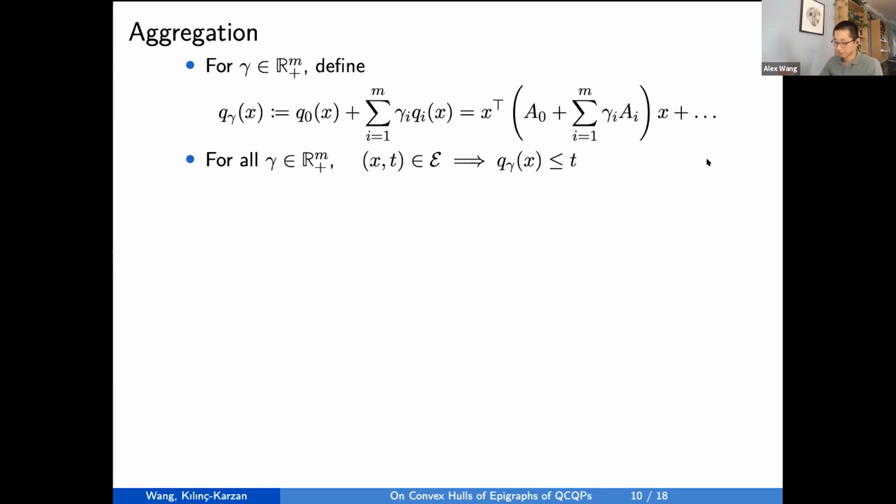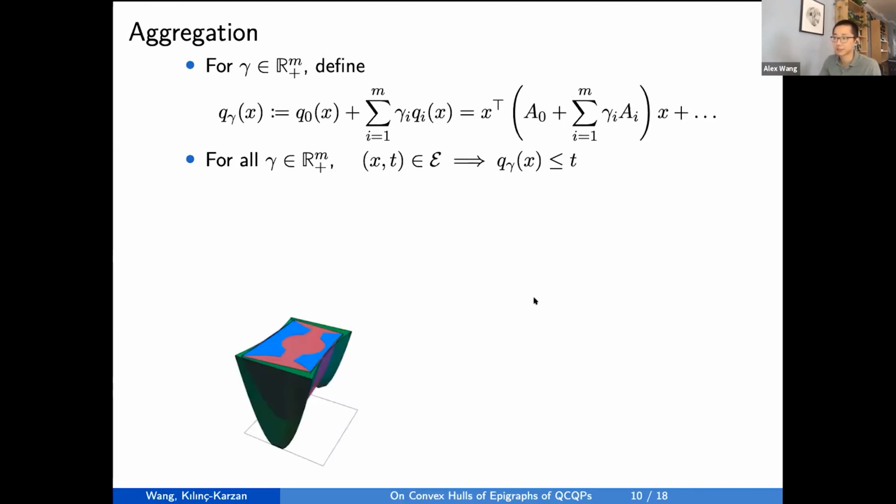And so what we usually do is we say if we have a pair x and t from this epigraph set, that is to say if q0 of x is at most t, and qi of x are each at most 0, then obviously q gamma of x is at most t. I'm going to think of this implication as saying, if we fix any gamma in R^m plus, then if you consider the epigraph of q gamma, that is to say the pairs of x and t that satisfy this inequality on the right-hand side, then that aggregated epigraph set will necessarily contain your original epigraph set.